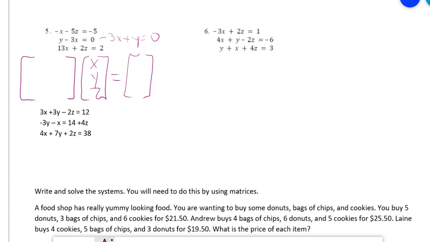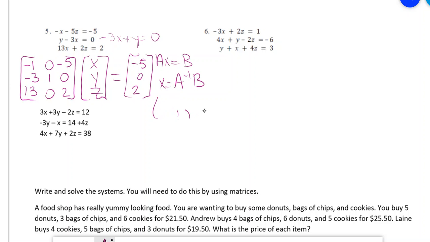I'm going to go x, y, z. This order matters. X is first because it's the very first in the list. So I have a negative 1, a negative 3, and a 13. Next comes y's. I have no y's, then a y in the second one, and no y's again. Lastly, z's come third, so negative 5, 0, 2, and then these constants over here are just my answers. Then you would form AX equals B, X equals A inverse B, and then you would write your answer as a point.